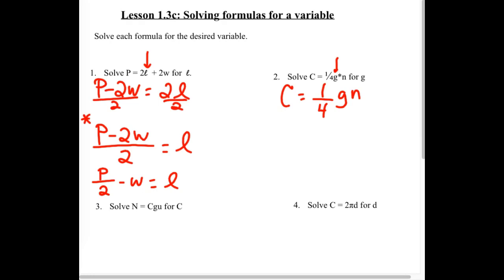But dividing by 1/4 is the same as doing what? Multiplying by the 4. Yep. So if we times both sides by 4, we get this. How do I now get rid of the n? Divide it over. So 4c divided by n will give me G.